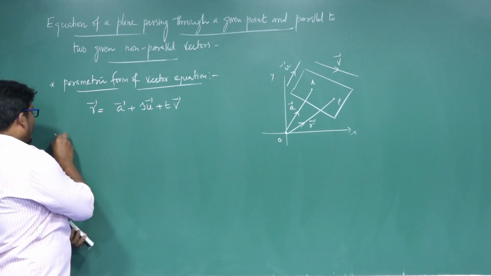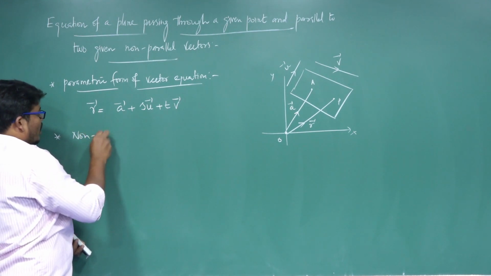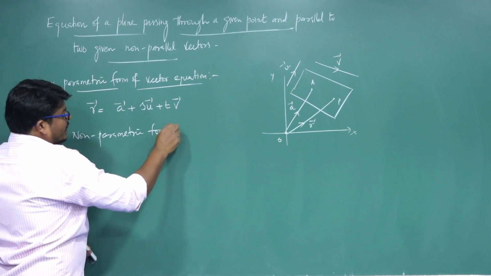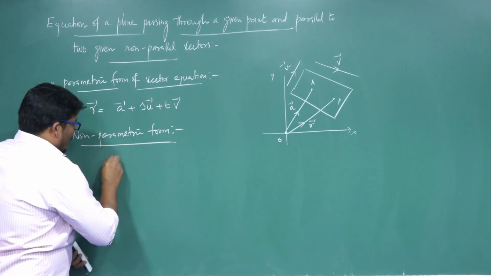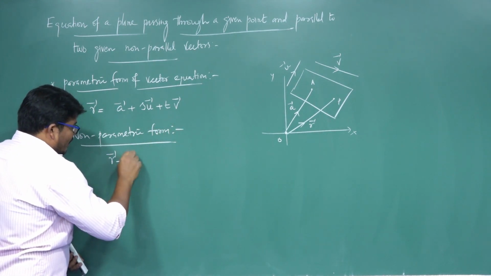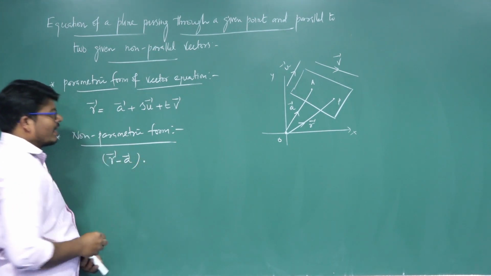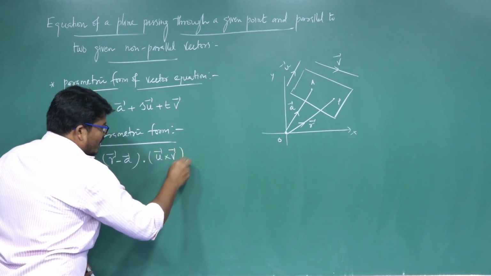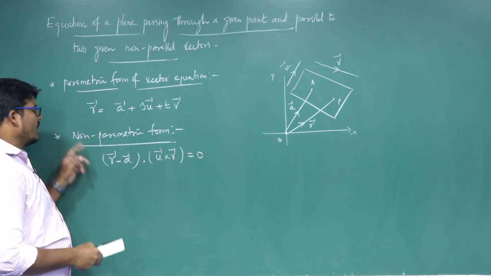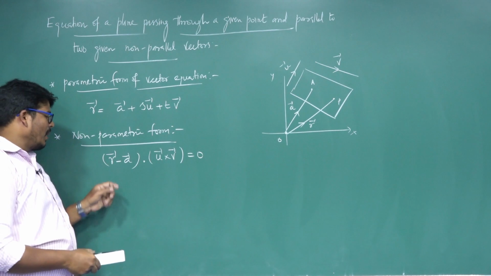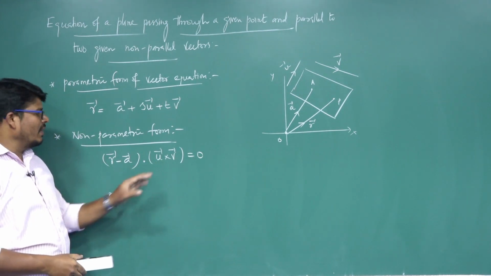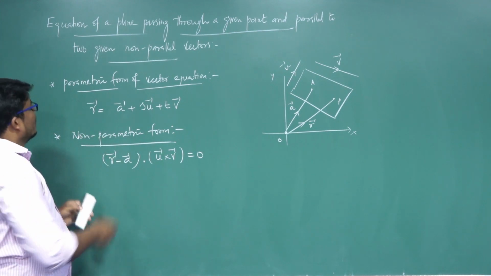The next one, the non-parametric form of vector equation, is (r vector minus a vector) dot (u vector cross v vector) equals 0. That is the non-parametric form of the equation of the plane.